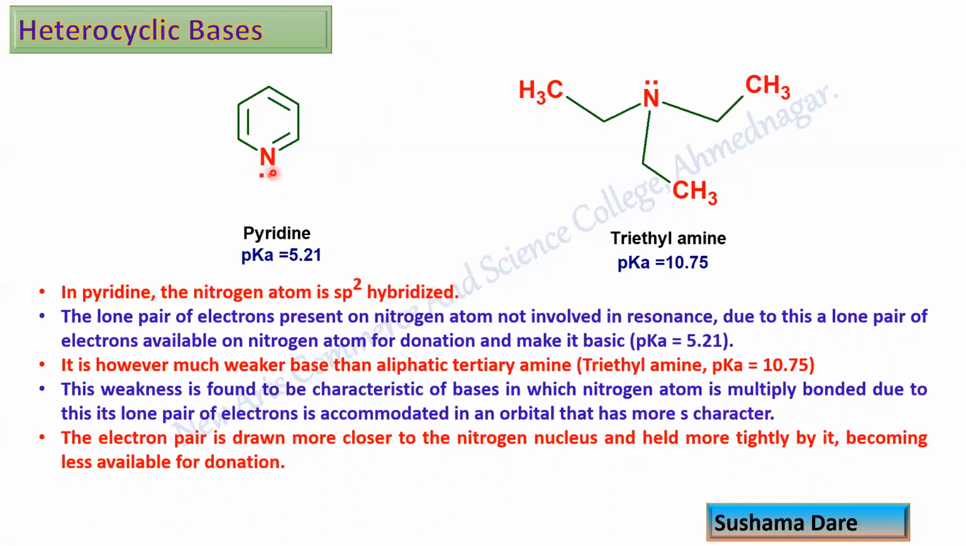As these electron pairs are not involved in resonance, we can say that these electron pairs are readily available for donation. But one more feature is that this nitrogen atom is an sp2 hybridized atom. Because of this, the electron pair is strongly held by the nucleus. Hence, ready donation is not possible. Because of that, the pKa value decreases as compared to triethylamine.